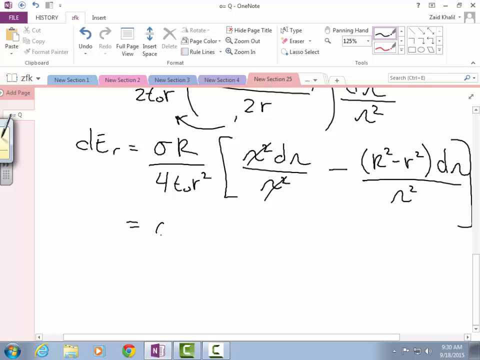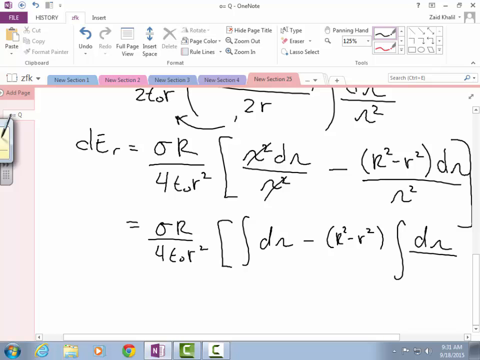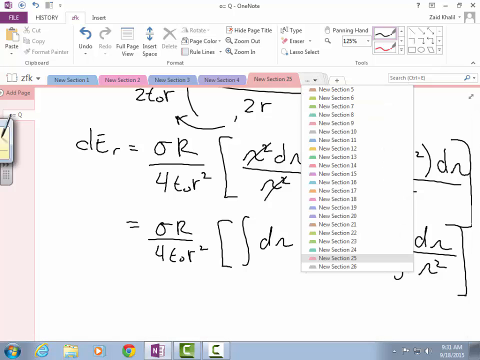And so now we have a sigma R over 4 epsilon 0 little r squared, right? And then we have the integral of d script r, minus, times the integral of d script r over script r squared. Now, what do we have to do? We have to think about what d script r goes from and to. So how are we going to do that? Well, the best way to do this is to go back.